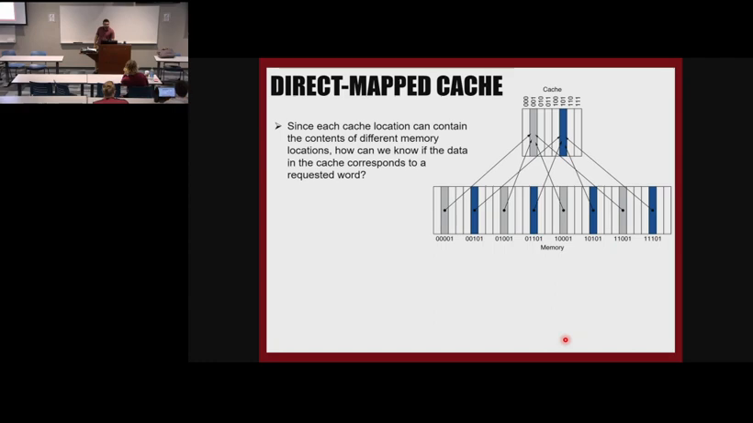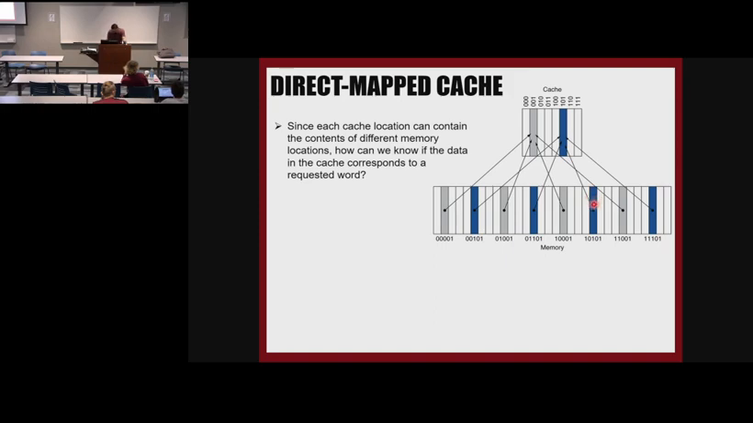Now, obviously there's going to be a challenge here. The challenge is that there are many locations connected to one location in the cache. Okay. And when we want to access specific data, how do we know that we're actually looking for the data that we need? Right, because I can store data from this location in the cache while I'm looking for the data in another location. So how do we fix this problem?